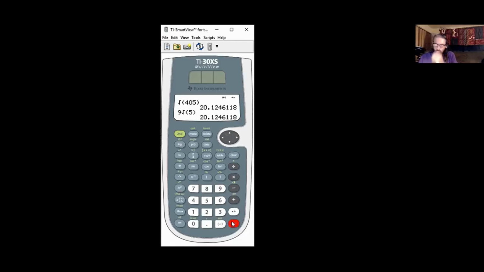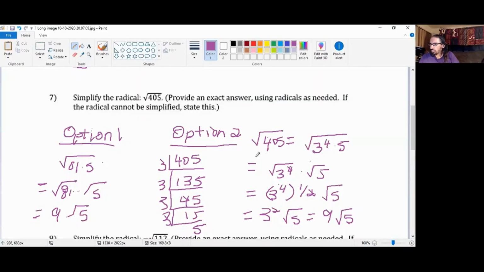Sometimes these decimal approximations may not line up exactly in the last digit or two, but in this case, we're seeing exactly the same decimal approximation. This is not the answer that we'd be looking for. That's an approximation. We're looking for an exact answer. And so the 9 square root of 5 that we had here in either method, that's what we're looking for.